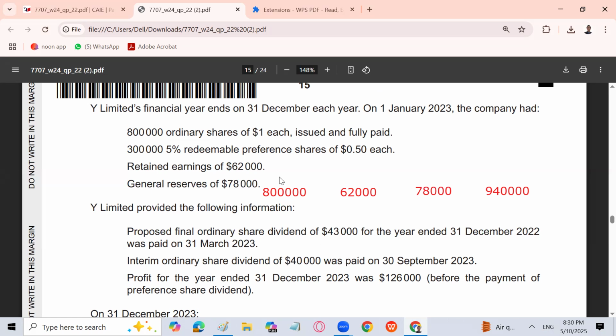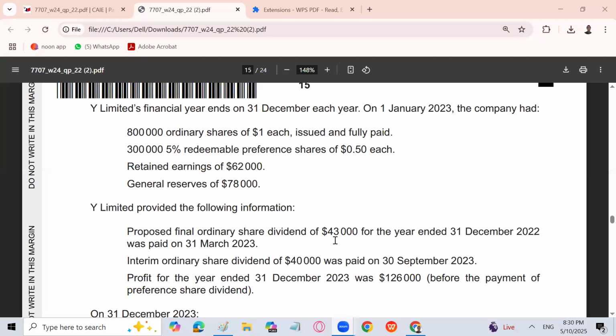But you have to write profit for the year. And this profit is given before the payment of preference dividend. You have to subtract preference dividend from the profit first. 126,000. What is the dividend? Dividend 1,50,000 into 5%. That is going to be 7,500.